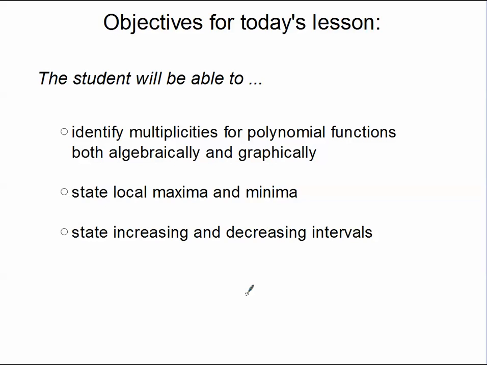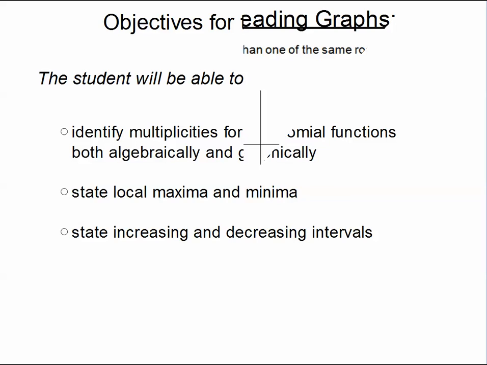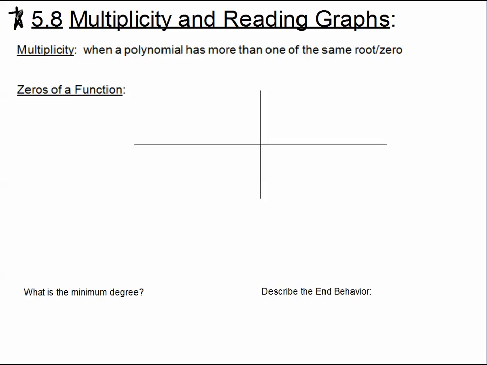In this first tutorial, we will be able to identify multiplicities for polynomial functions, both algebraically and graphically. So we are in section 5.8 in our textbook, if you need to reference that in the book. We're talking about multiplicities and reading graphs. Multiplicity means when we have a polynomial that has more than one of the same roots or the same zeros.